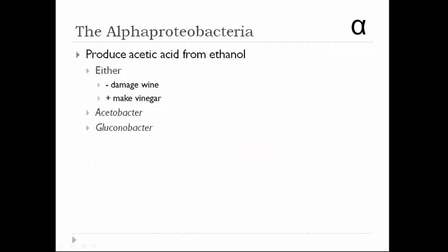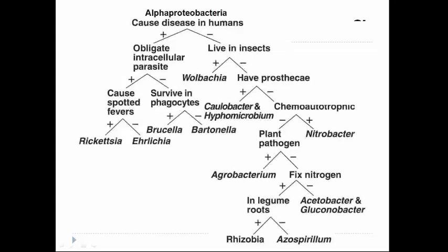There are organisms in the alpha proteobacteria that produce acetic acid from ethanol. The thing that Pasteur was concerned with in alcohol are these organisms. You can think of them as a negative, they damage wine, or a positive, they make vinegar. So Acetobacter or Gluconobacter, both of them take ethanol and turn it into acetic acid.